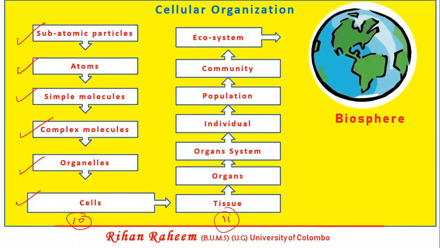And many ecosystems in the world will finally form the final one, that is the biosphere. So from tissue until biosphere, it's grade 11 level. If I'm telling something wrong, you can check and see grade 11 starting with tissue and ending with biosphere. Okay. So that's the connection in our bio lessons.